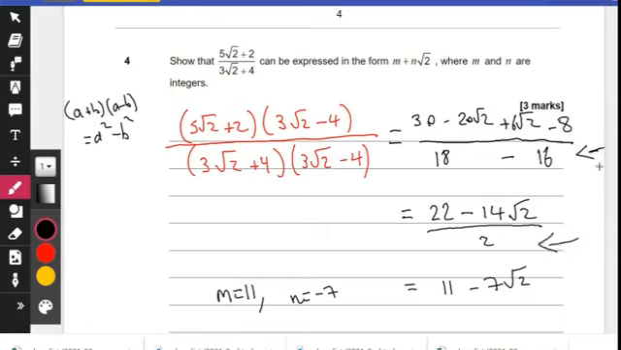Does that make sense? Yeah. No, I thought it was so much easier than that, so I just did it in my head. Okay. Yeah, so it works out to be like this. Cool.